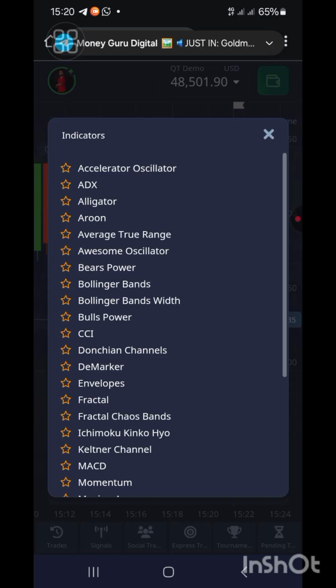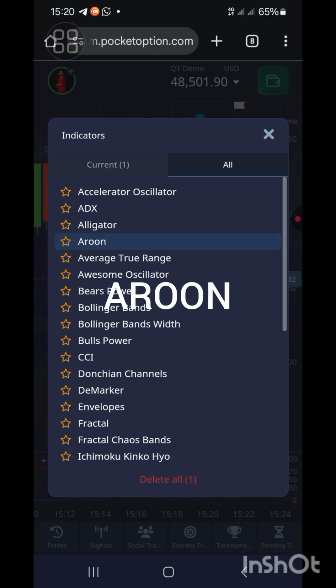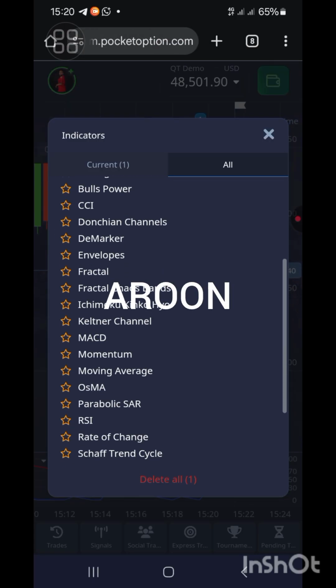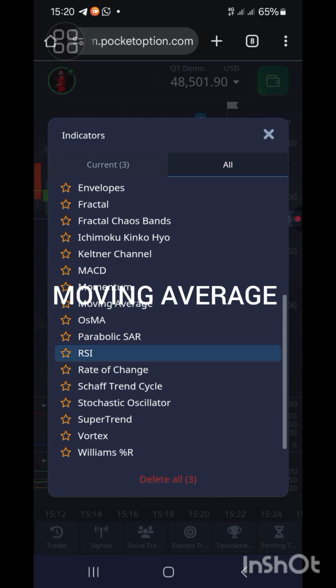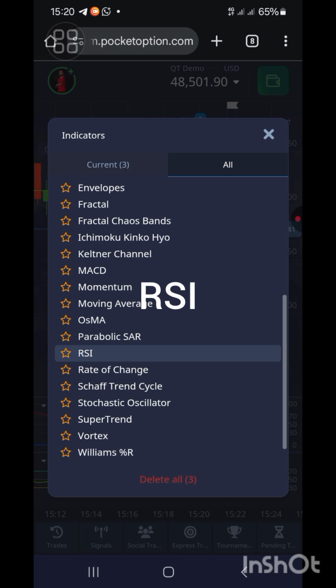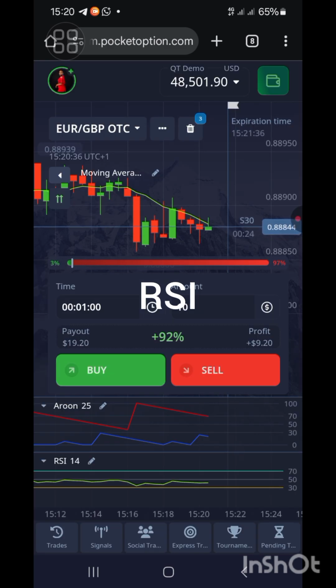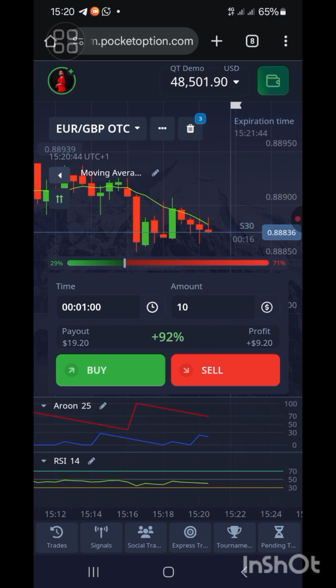She said the first indicator is Aroon. The second one is moving average. And the third one is RSI. I'm going to spell them on the screen so that you can tell which is which, so that you will not make any mistake. Let's go back again and hear her.